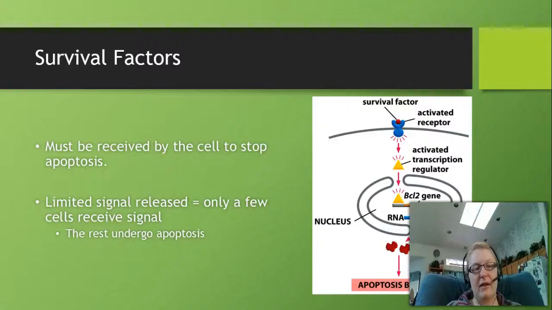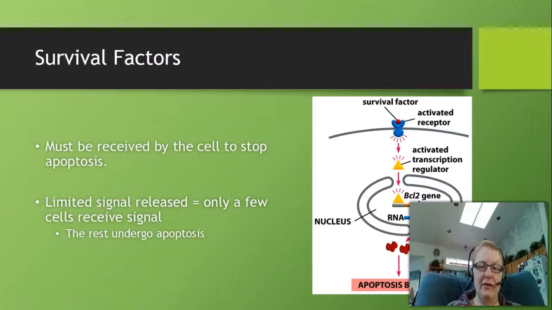So the first is survival factors, and this is where we see that BCL2 come into play. Every cell has to receive a survival factor in order to prevent apoptosis. And this makes sense, right? If the body only releases a certain amount of survival factors, then only a certain number of cells are going to be able to survive. And this is an easy way to regulate the amount of cells that we have.